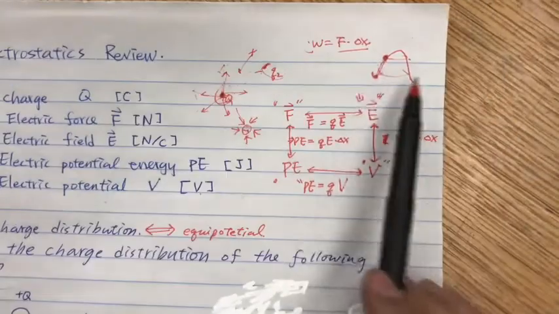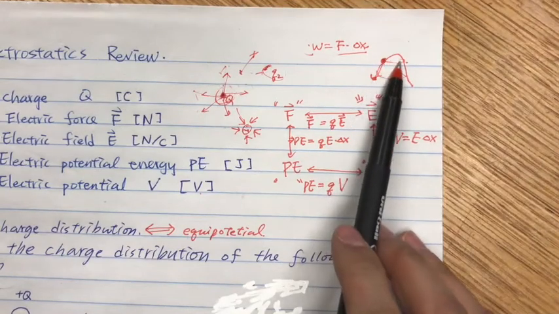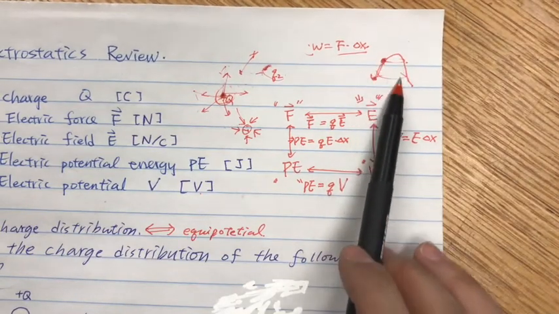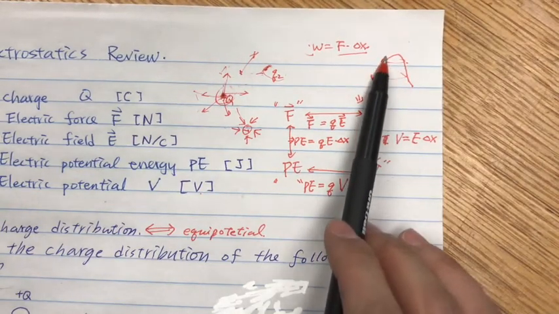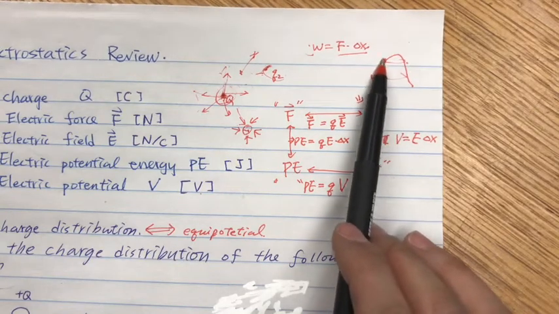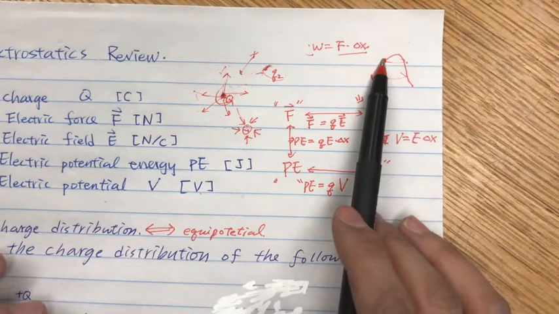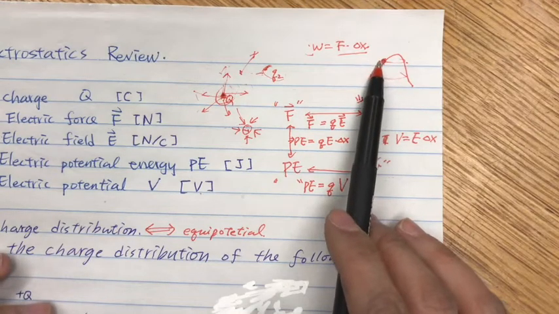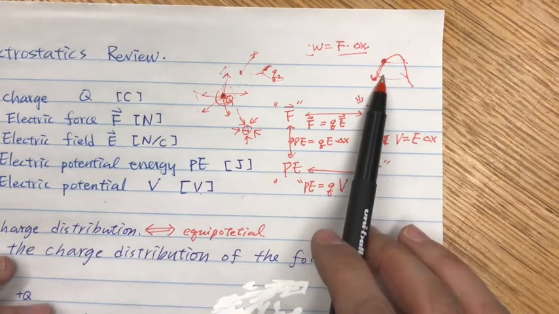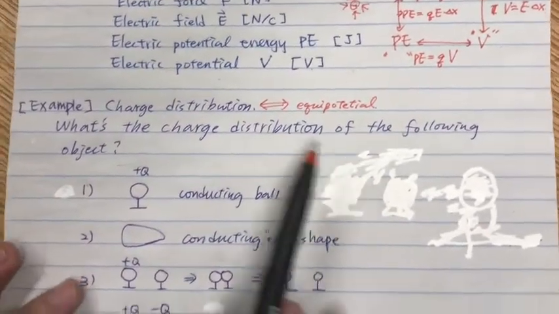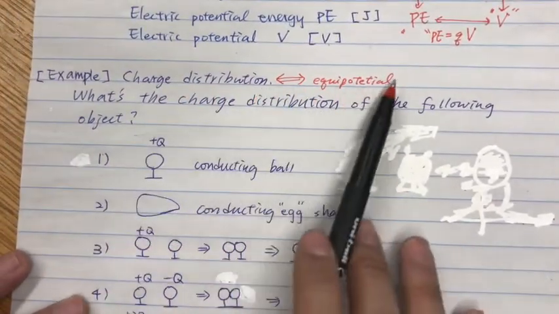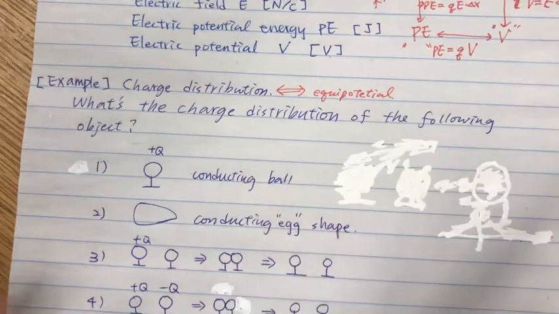So we know that if there's a potential difference, like a mountain, then when you put a ball on higher potential, it will naturally want to roll down to lower potential. And charge distribution really relies on that idea.